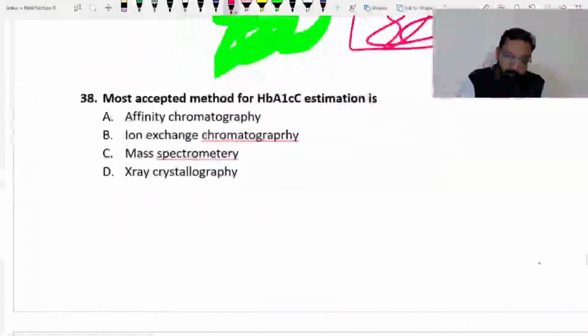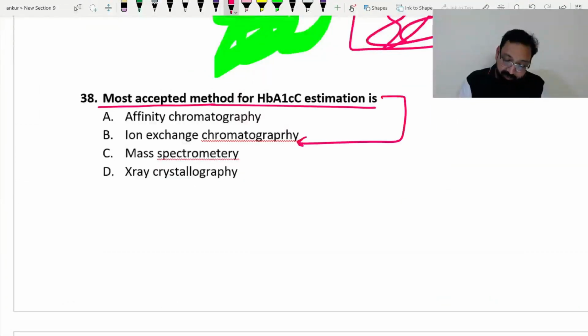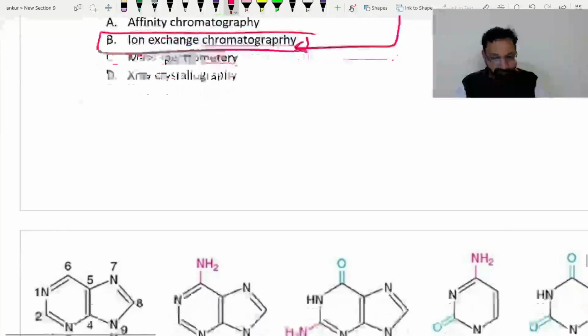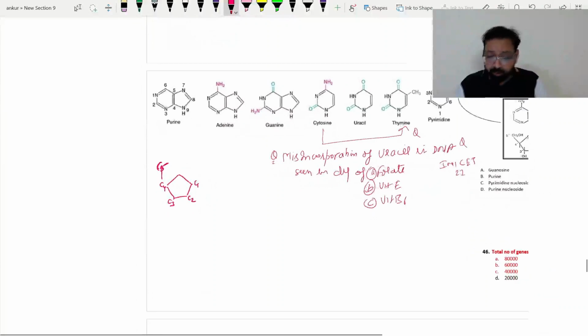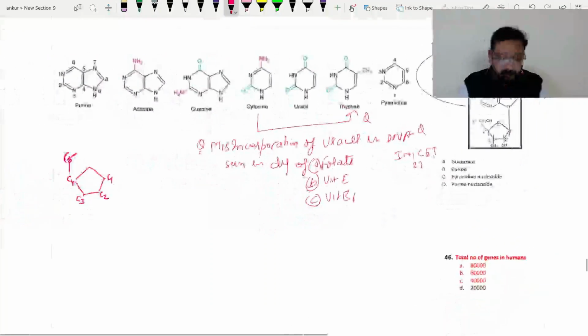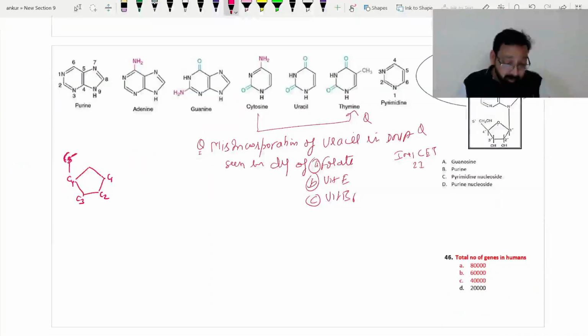This was asked 2-3 times as a question. The most accepted method of HbA1c estimation is ion exchange chromatography. These three questions were asked from this topic. I can't skip this topic untouched. There are so many topics in the exam pattern, so you can't afford to forget this structure.